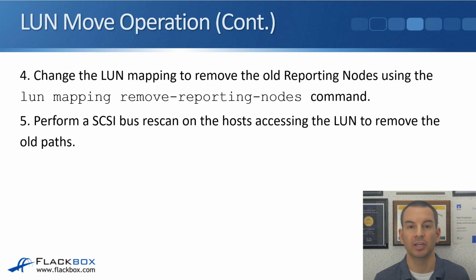Once that is done, you can now change the LUN mapping to remove the old reporting nodes using the LUN mapping remove-reporting-nodes command. Once the LUN has moved to node 3 in our example, you can see that everything is working fine on the host and everything is stable. So you want to make sure everything is stable and finished moving before you do this. You can then remove node 1 and 2 from reporting to the host with the LUN mapping remove-reporting-nodes command. Once you've done that, do a SCSI bus rescan on the host again so that it will update and remove node 1 and 2.